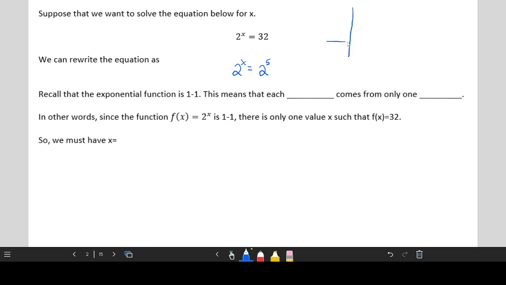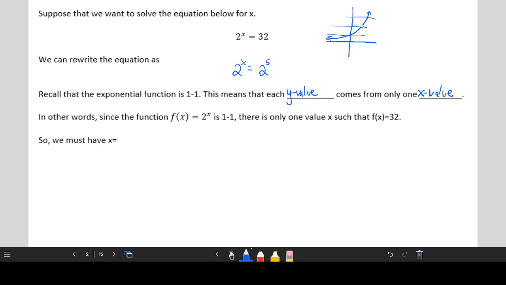We've discussed that before. The function y equals 2 to the x looks like this, and it passes the horizontal line test. So it's 1 to 1 and has an inverse, which we've discussed previously. But let's go back to what it means to be 1 to 1. It means that each y value comes from only one x value. Each output comes from only one input.